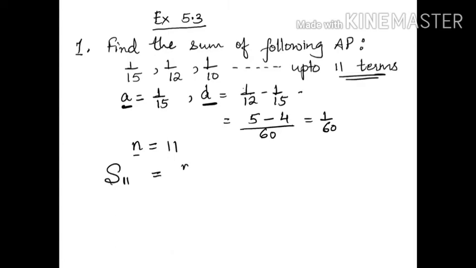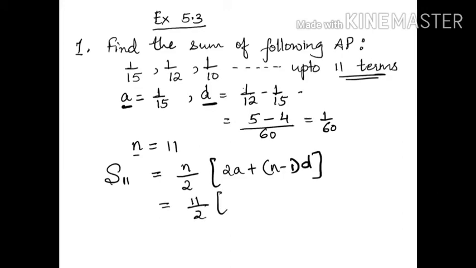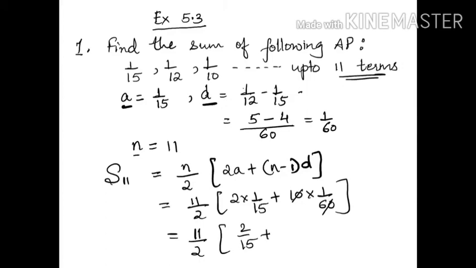Write down the formula every time you use it so that it gets registered. So n upon 2 times 2a plus n minus 1 times d. Substitute the values. 11 upon 2 times 2 into 1 upon 15 plus n minus 1 will be 10 into d, 1 upon 60. Simplifying the numbers, we get 11 on 2 into 2 on 15 plus 1 on 6.